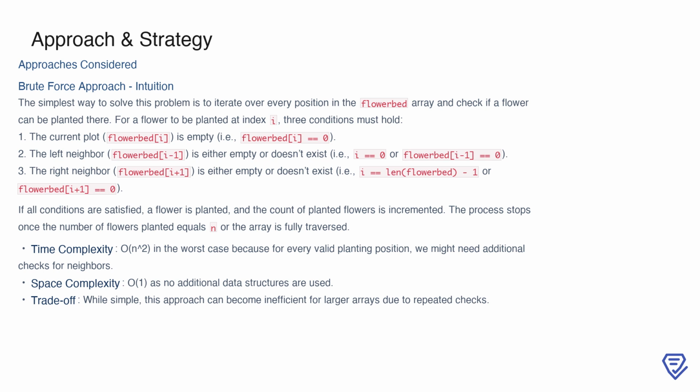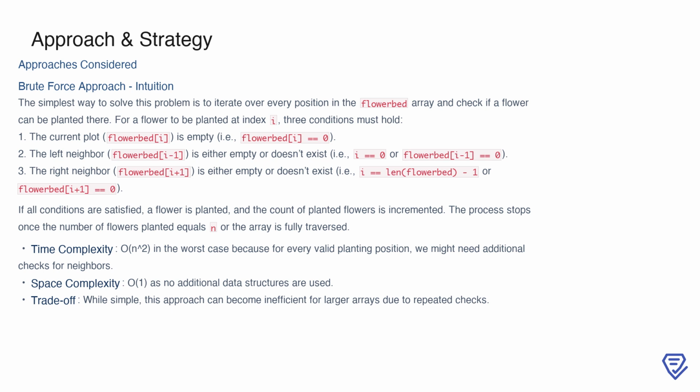If all 3 conditions are satisfied, we plant a flower by incrementing our count of planted flowers. This process continues until we've planted the required number of flowers or traversed the entire array. While this approach is simple and intuitive, it comes at a cost. The time complexity in the worst case is n squared, as we may repeatedly check neighboring plots.